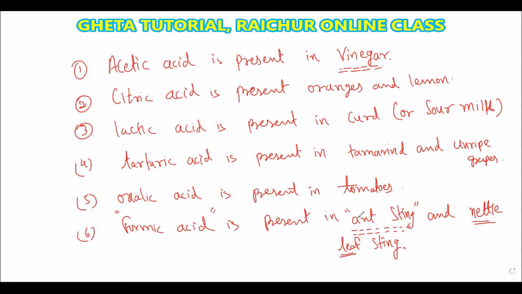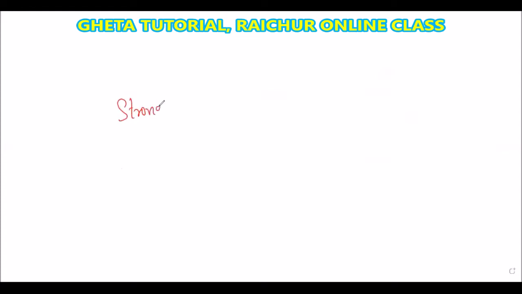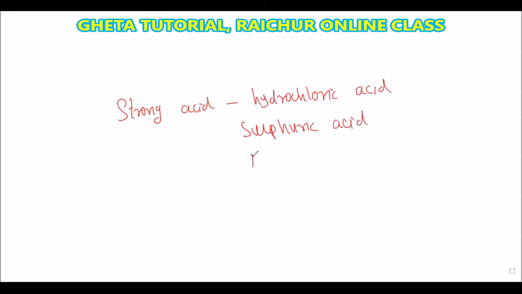So here, some of the properties we will learn are the properties of acids and bases. Let us see what the properties of acids and bases are. Here I will give you the strong acid names. Which are the strong acids? Hydrochloric acid, sulfuric acid and nitric acid. These are the three strong acids we have.